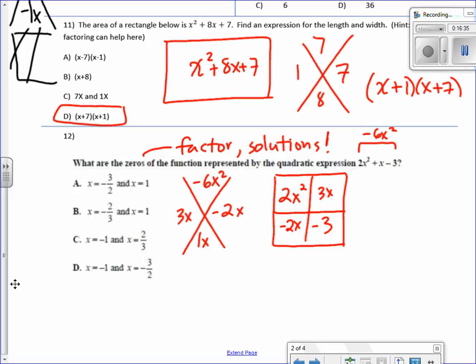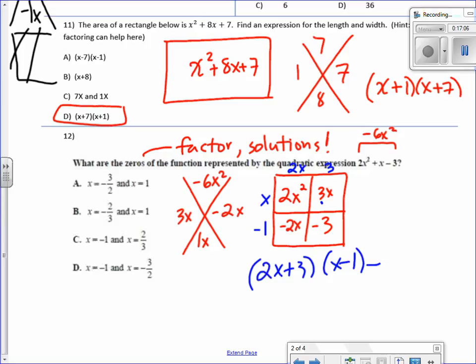I'm going to pull out my GCFs. My GCF here is negative 1. My GCF here is just the x. My GCF here is 2x. And my GCF here is 3. It's positive 3 because this 3 here is positive. If this 3 was negative, then it would have been a negative 3. All right? So now I can figure out what my factors are. My factors are 2x plus 3 and x minus 1.